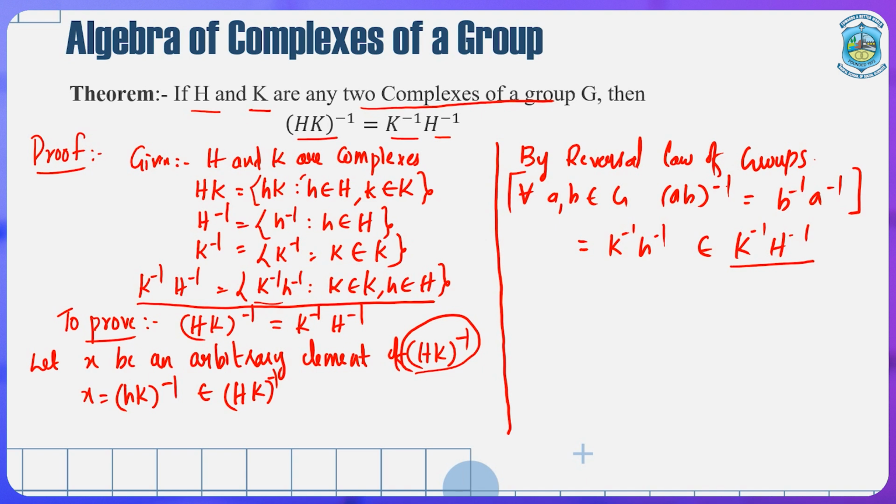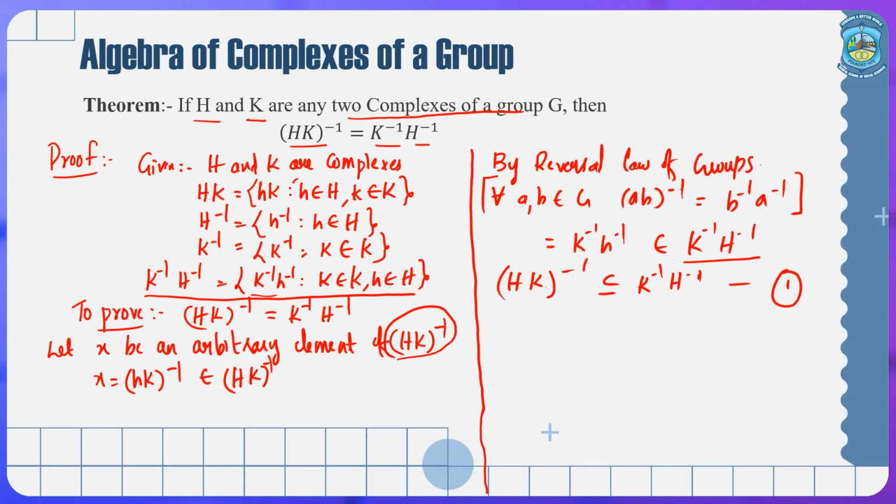So, what does this imply? This implies that (HK)⁻¹ is a subset of K⁻¹H⁻¹. So, mark it as equation number 1. Now, we will focus on the RHS. Let us take another element from the RHS.